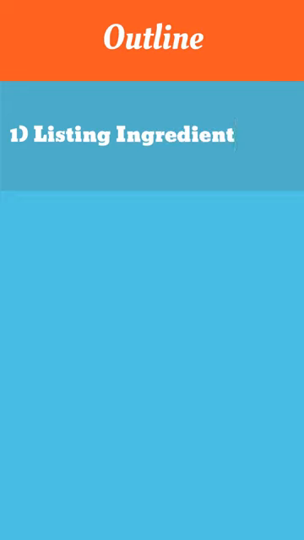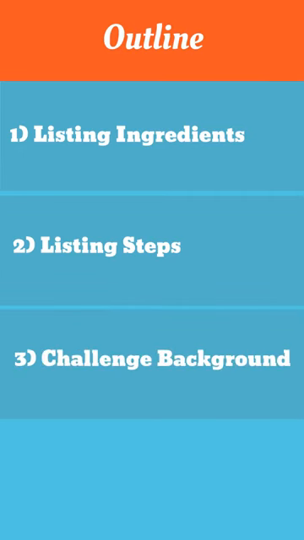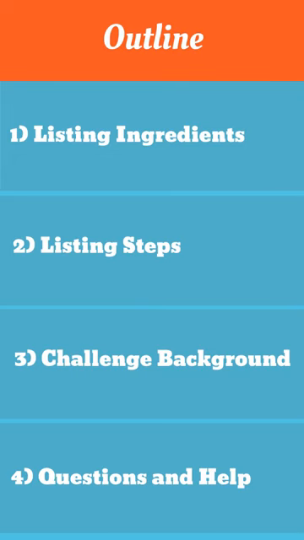Here is the basic outline of this lesson. We start by learning how to properly list steps and ingredients. Afterwards, we will learn some more information about how to complete this lesson. And finally, we will learn how to get help if anything is confusing.